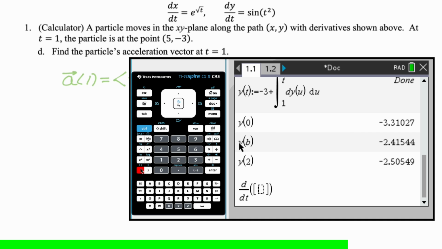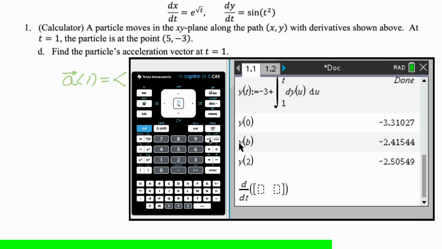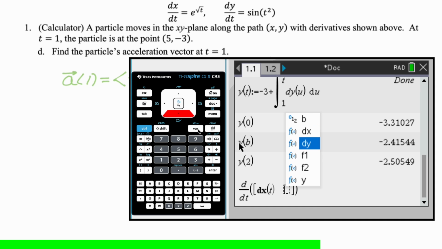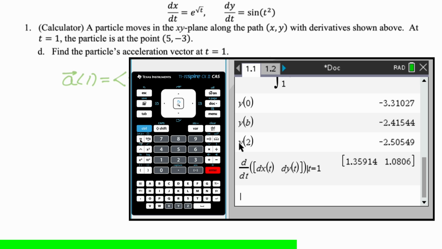You can also get this, by the way, and maybe it's easier, from the templates up, where is it? Row 2, column 3. There, because it's a 1 row, 2 column vector. There we go. So here I'm going to use the var key, dx of t. Press tab. Here I'm going to put dy of t. Now I'm going to use such that. It occurs to me that there's a faster way to do this by hand. Control equal, and then 1 to the left gets you such that. And then I'm going to say t equals 1, and press control enter, and I get 1.359, comma 1.081. Okay, so that's going to be our answer.